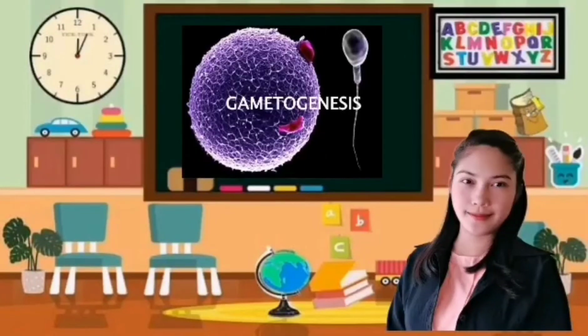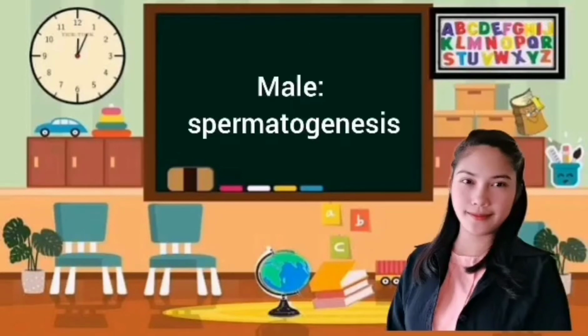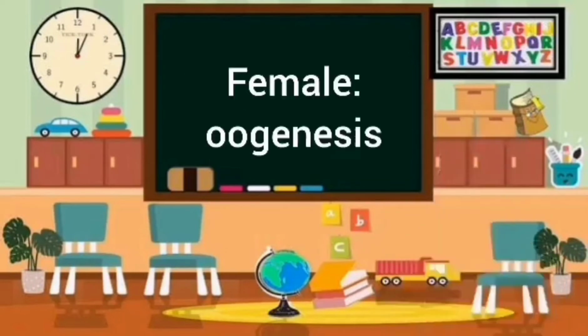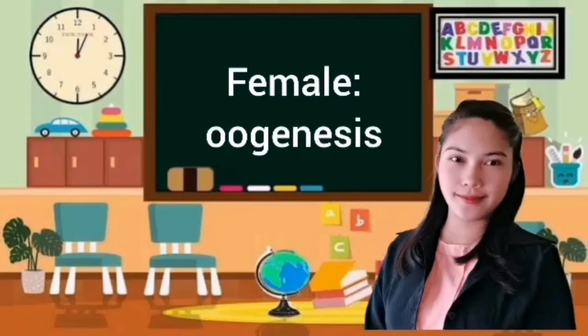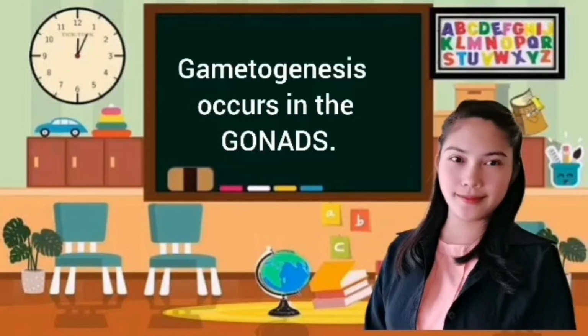Gametogenesis is the process by which diploid precursor cells undergo meiotic division to become haploid gametes or sex cells. In males, this process is called spermatogenesis and produces spermatozoa or sperm. In females, this process is called oogenesis and produces ova or eggs. The process of gametogenesis occurs in the gonads and involves the following steps.